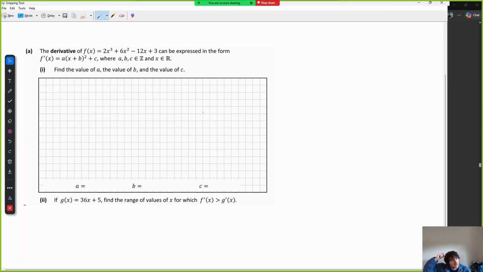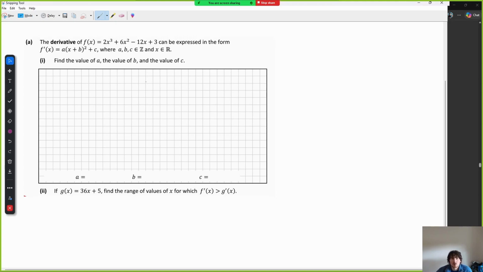So they're testing, can they take a derivative of a basic thing? Then they're seeing, can they complete the square? And then they're seeing this other important thing about an inequality in part 2. A lot going on. Right, so let's do this. The derivative of this can be expressed as this. So pause the video and give a go at both things here. Okay, so hopefully you had a go at that.